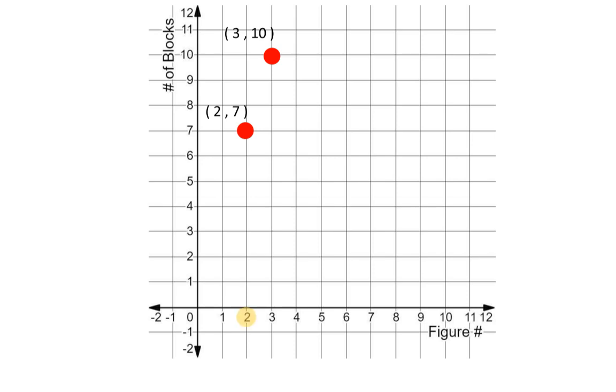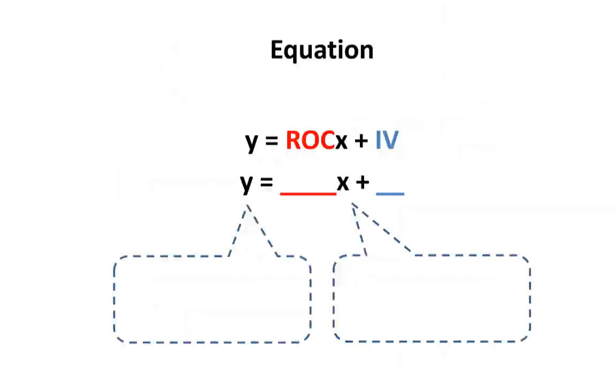You know that figure 2 contains 7 blocks, and figure 3 contains 10 blocks. Using only this information, I want you to work backwards to find the initial value. First, we should try and find the rate of change. I want you to draw a triangle with these two dots. Now, it is an increase of 3 blocks for every one figure. Using this rate of change, we can work backwards to find the initial value, and that would be 1.